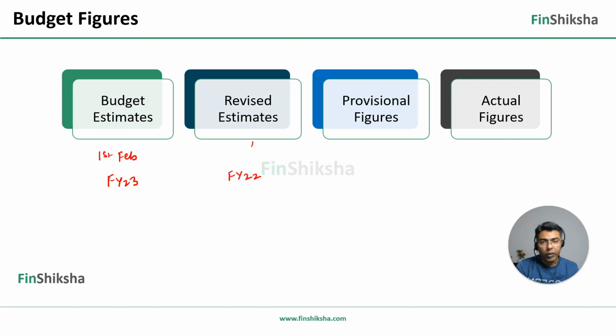Once the year is over, somewhere in the month of April and May, we will get the provisional figures for the financial year, right? And then once we get more data around that, we finally arrive at the actual figures for the financial year. So typically 2 years ago data, you'll have actual figures also which are available. You'll keep seeing these terms in some of the budget documents that come across.